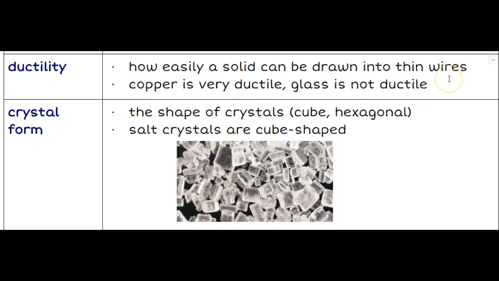We would say glass is definitely not ductile. It's quite breakable, except perhaps like fiberglass. All right, next. Crystal form.